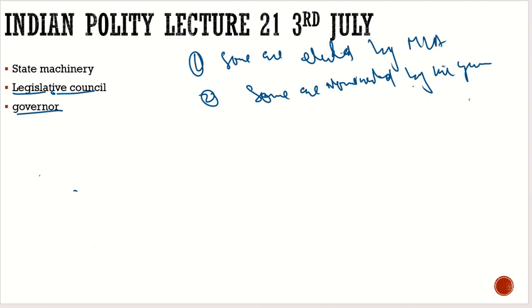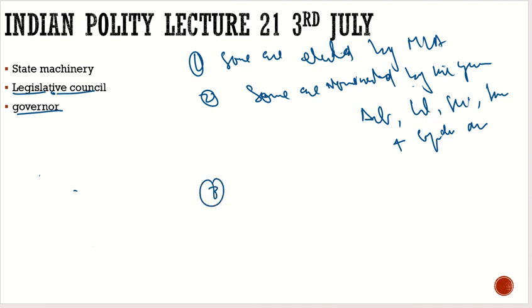And how will he nominate them? He will nominate them on the following basis. For example, if they have done something great in art, literature, science, social science, social services, and cooperative movements, then the governor will nominate them. Then the third would be, some are elected by local bodies, and some are elected by graduates.